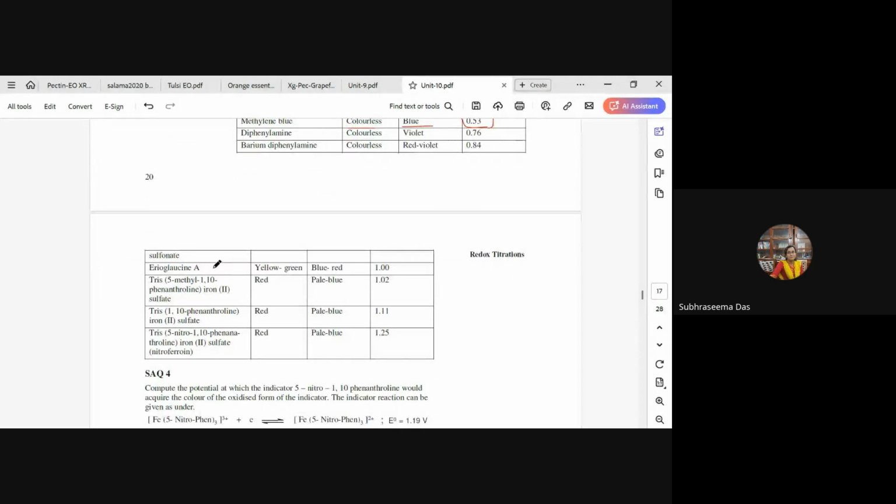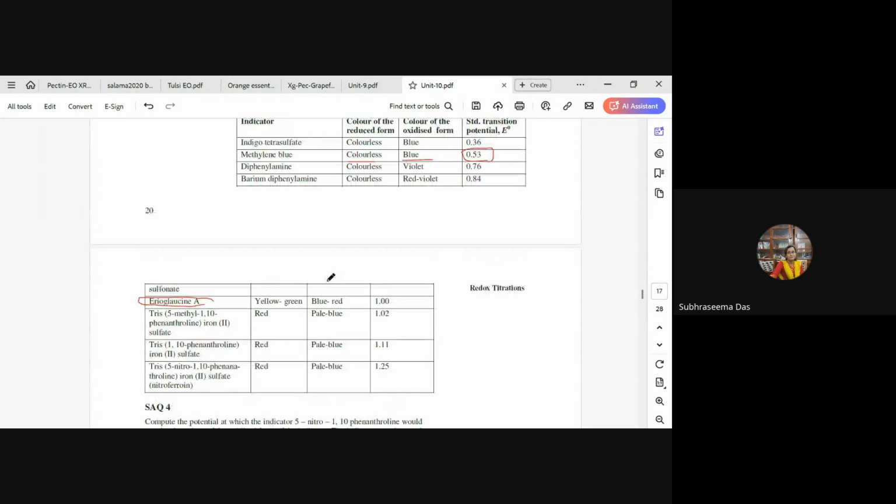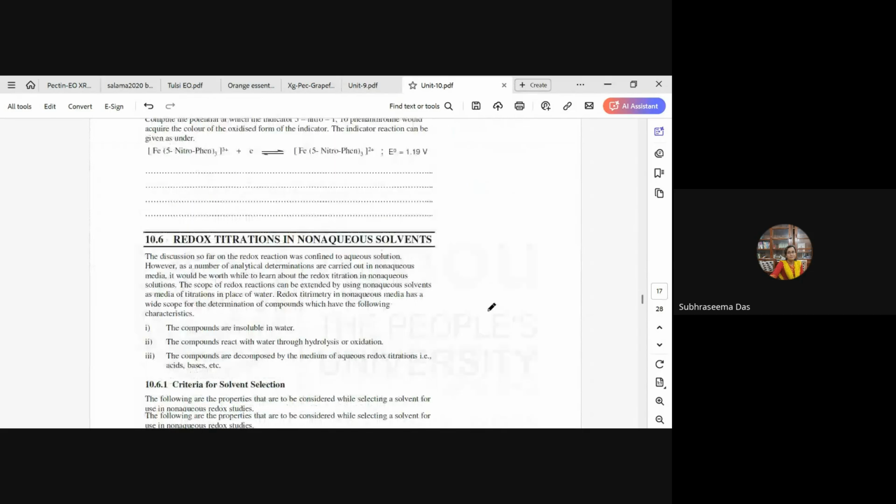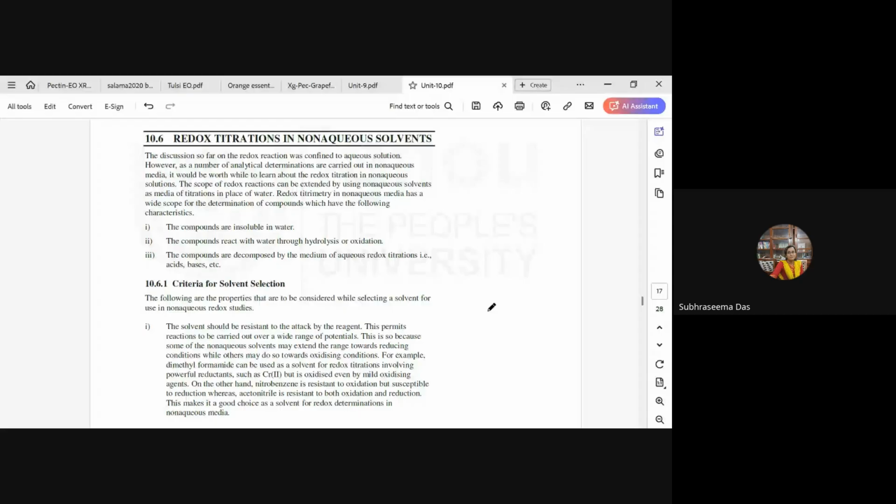Similarly, for Areoglaucin A, the reduced form is yellow-green in color, whereas the oxidized form is blue-red in color, and the E0 is 1. So this is how redox indicators work. Now we'll talk about redox titration in non-aqueous solvents.